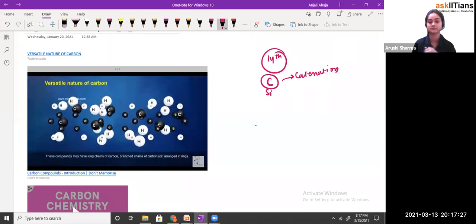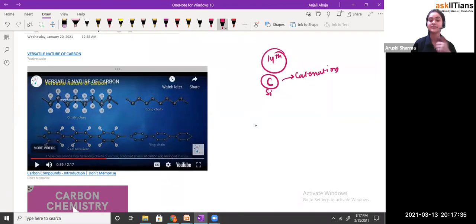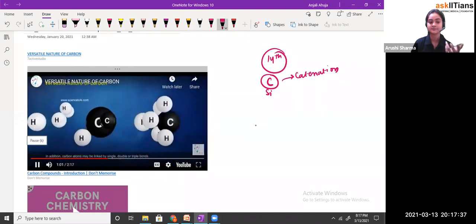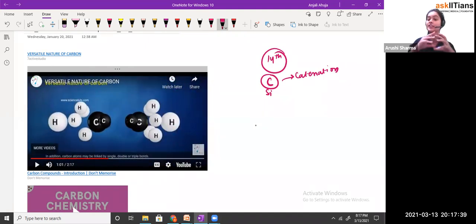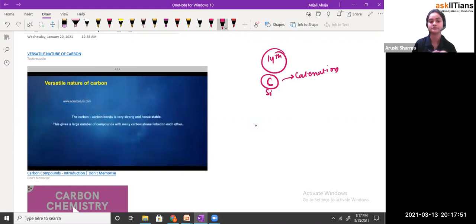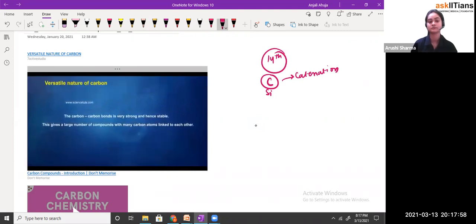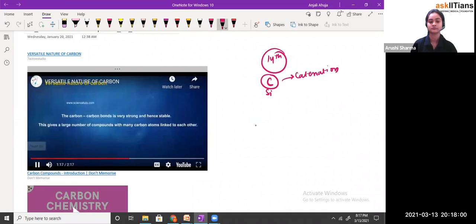These compounds may have long chains of carbon, branched chains of carbon, or carbon arranged in rings. So you can see that they are present in long chain, branching, and ring forms; every type is there. Atoms may be linked by single, double, or triple bonds. The carbon-carbon bond is very strong and hence stable. This gives a large number of compounds with many carbon atoms linked to each other.